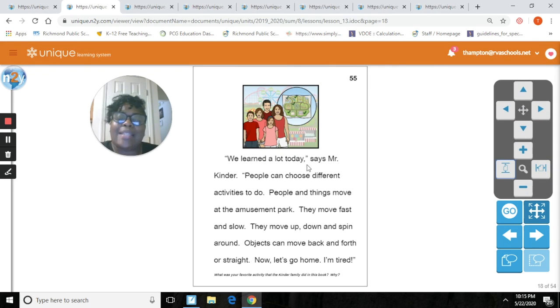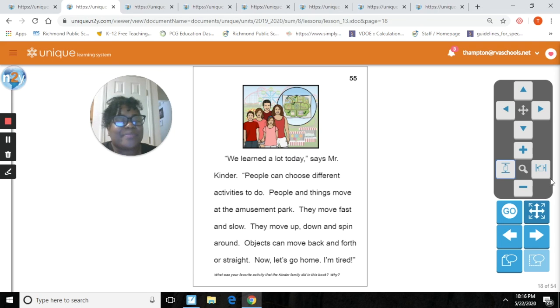"Okay, we learned a lot today," says Mr. Kinder. "People can choose different activities to do. People and things move at the amusement park." Yes, there's a lot of movement, right? "They move fast and slow. They move up, down, and spin around. Objects can move back and forth or straight. Now, let's go home. I'm tired."